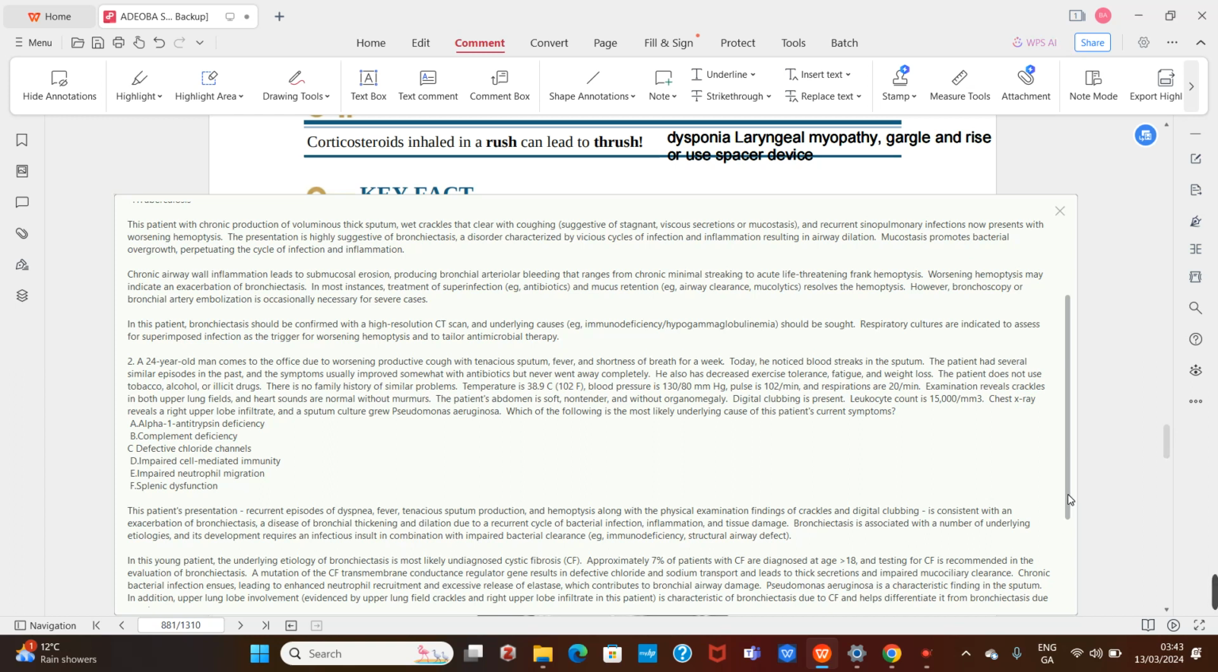I think this patient has CF. It's cystic fibrosis, obviously. It's a defective chloride channel. The three bacteria that are very notorious for cystic fibrosis: Staph aureus, Pseudomonas, and Burkholderia cepacia. So when this patient has CF, the answer should be C, defective chloride transport. That's what caused the recurrent infections that received antibiotics and are not really going away.